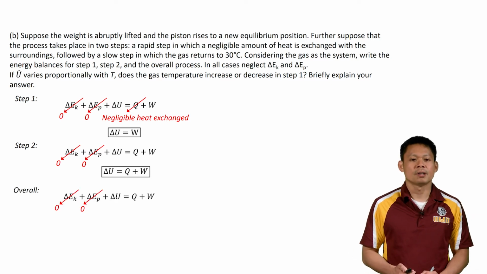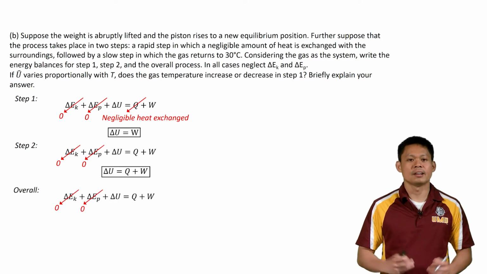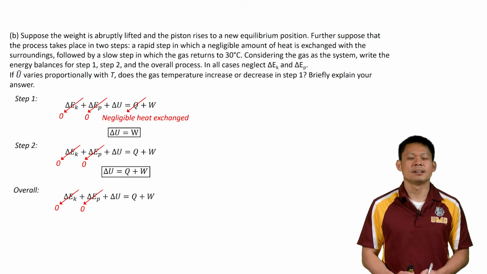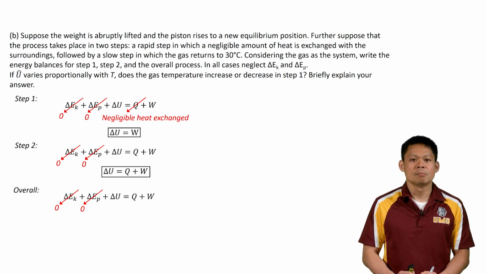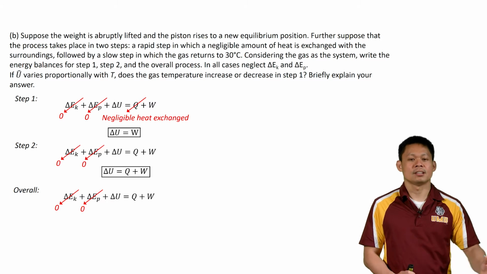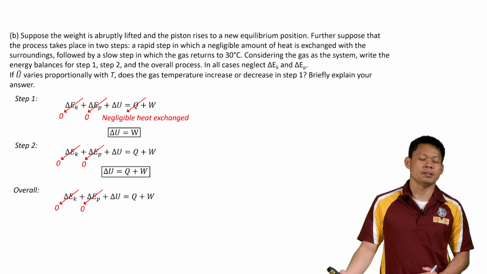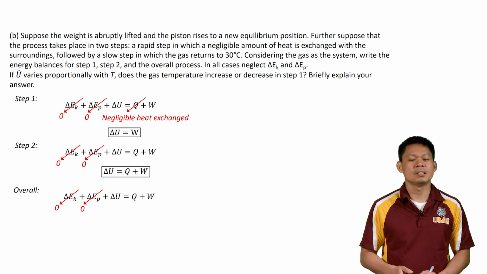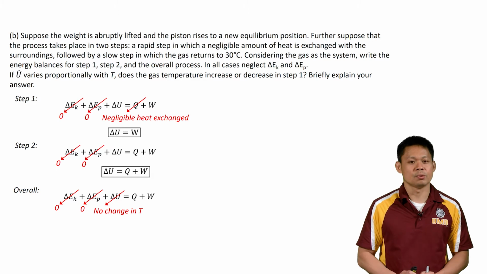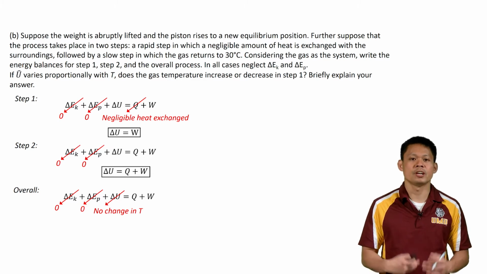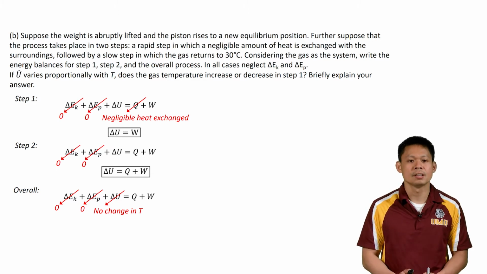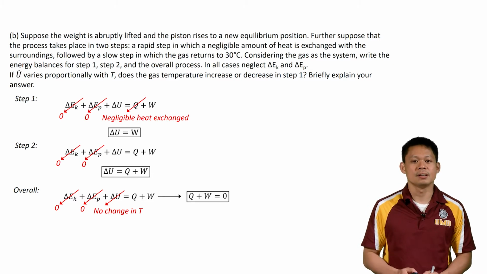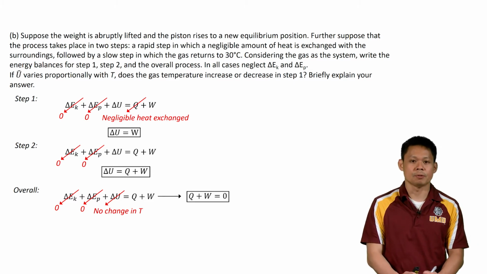In terms of the overall process, same thing, we have our energy balance, neglecting kinetic and potential energy changes. But we said that at the start, it is at 30 degrees C. Following these 2 steps, the gas returns to 30 degrees C. There's no phase change, there's no temperature change, which means our delta U is 0 as well, since there's no compositional change, temperature change, or phase change. And so for the overall process, the energy balance is actually Q plus W equals 0.